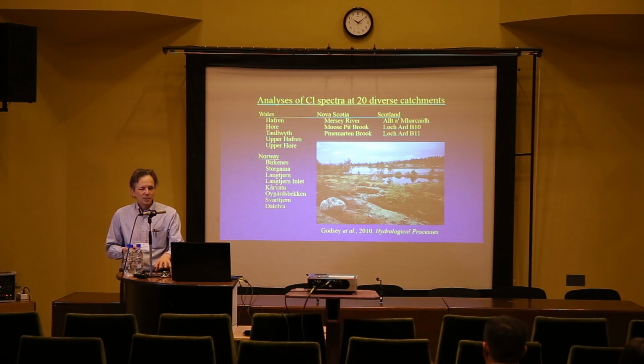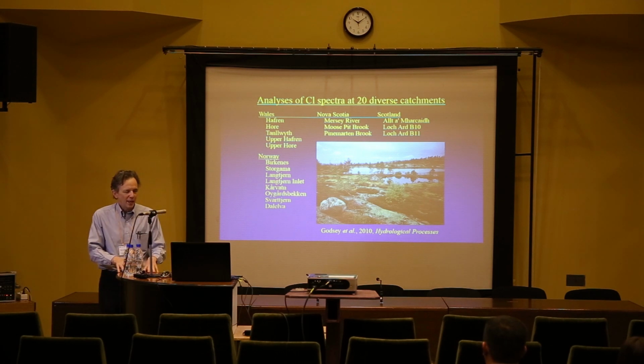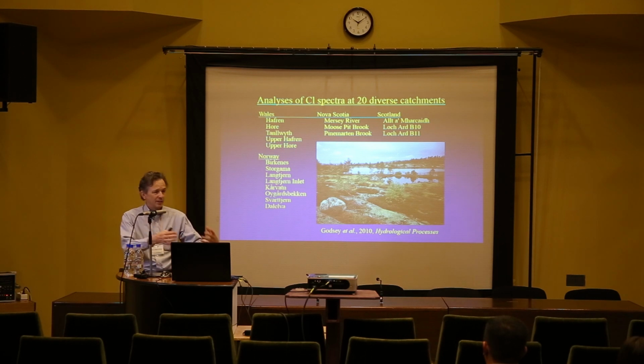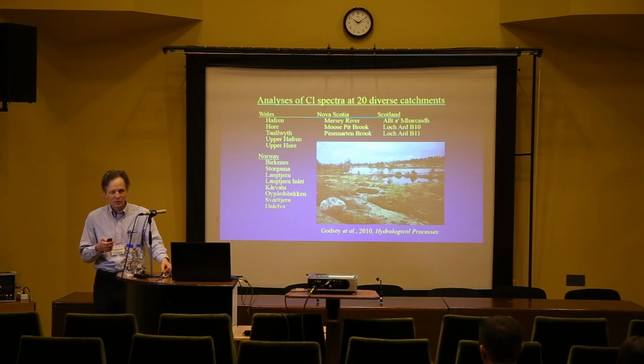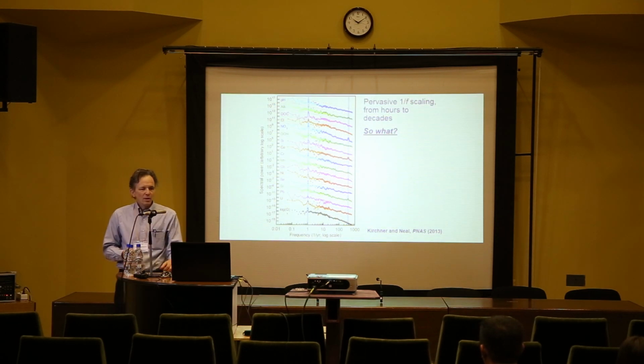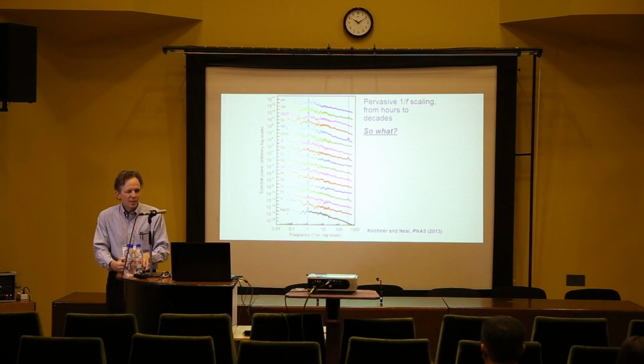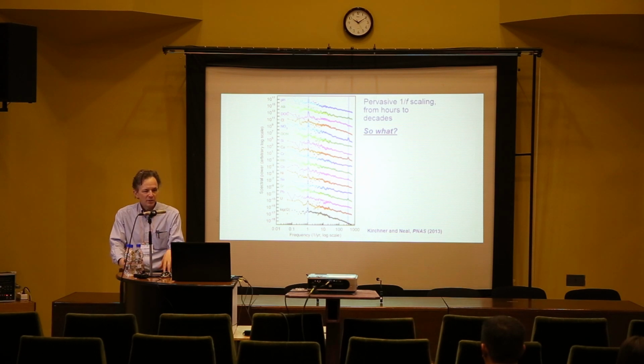A few years ago, Sarah Godsey, a colleague now at Idaho State University in the United States, collected data from about 20 different catchments where she could analyze the spectra of chloride as a tracer that follows the water. And in her analysis also, 20 out of 20, that is all of those sites, exhibited this same kind of scaling. So it looks like this kind of fractal scaling in streamflow is very widespread. And now we can ask the question, well, now, so what?